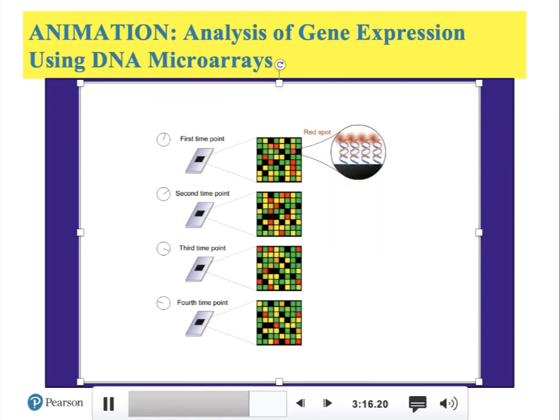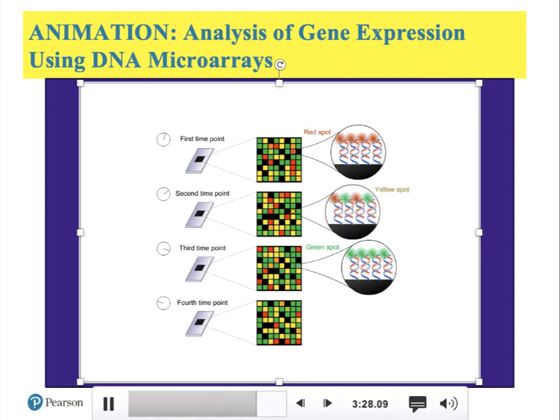A red spot indicates overexpression of a particular gene compared to the reference sample, while a green spot indicates underexpression of a particular gene compared to the reference sample. Yellow spots indicate roughly equal expression between the experimental sample and the reference sample. A black spot indicates that the gene at that location is not expressed in the experimental sample or the control sample. Laser detection can be used to quantify the amount of green and red in each spot, allowing the scientists to quantify gene expression at each time point.